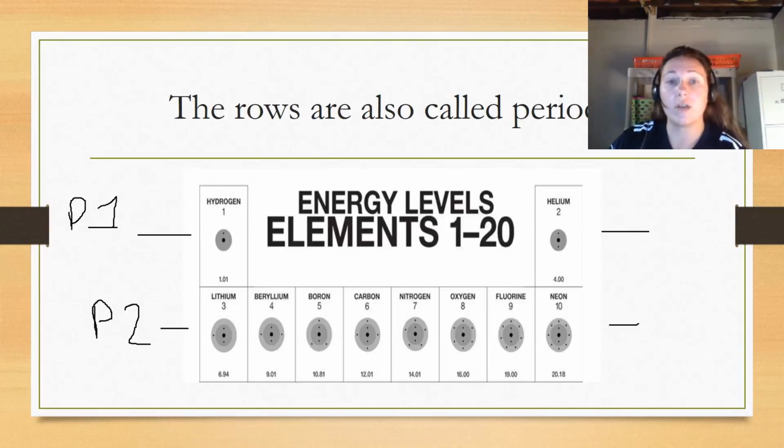So hydrogen, the number is 1. It has 1 electron. Helium, it has 2 electrons. Go into period 2 and same thing. It follows the pattern. 3 electrons, 4 electrons, 5 electrons, and so forth.